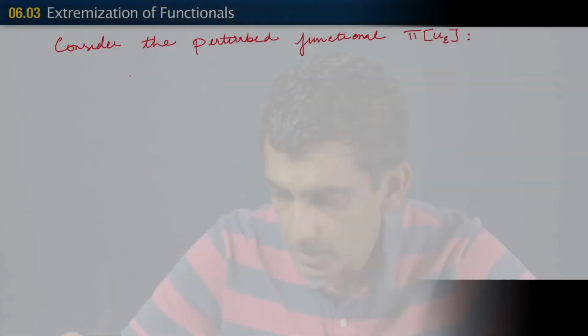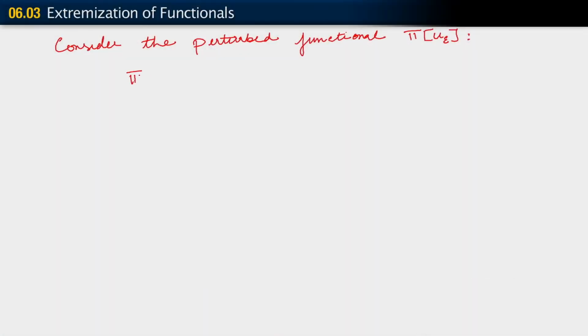Now is where our epsilon comes into the picture, right? So we consider the perturbed functional pi sub epsilon, that is, pi of U sub epsilon. Now, the role of epsilon here, if you look at how we used it in constructing U sub epsilon, is to control the amount of variation we're applying to U.